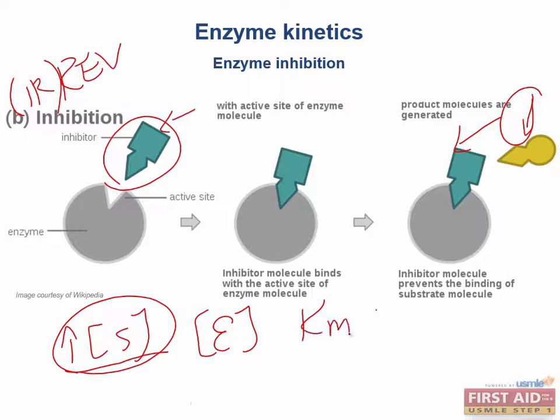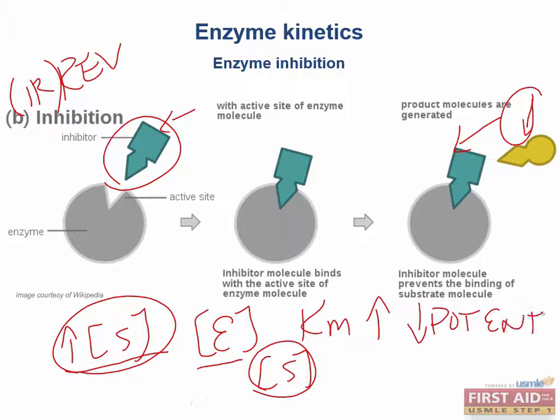Now Km is going to increase because the competing molecule interferes with the affinity of the enzyme for the substrate. Again, affinity. So now we have to give a higher dose of substrate or drug. This means that now our drug is less potent because we have to give more of it. You have to deliver more because you need a higher concentration in order to reach the same Vmax.